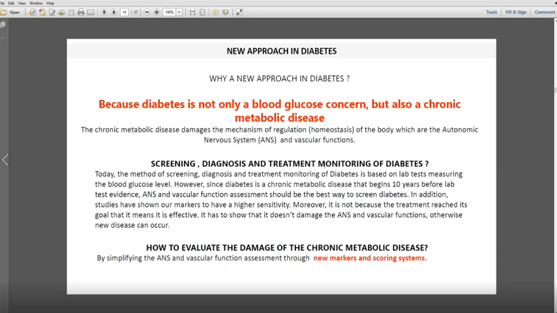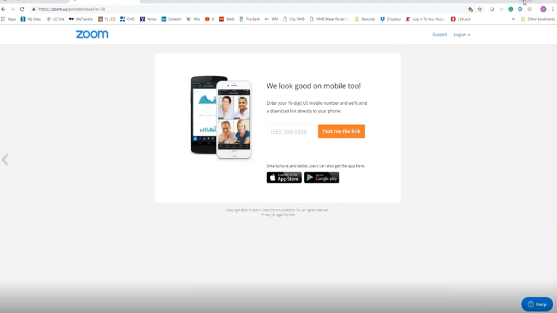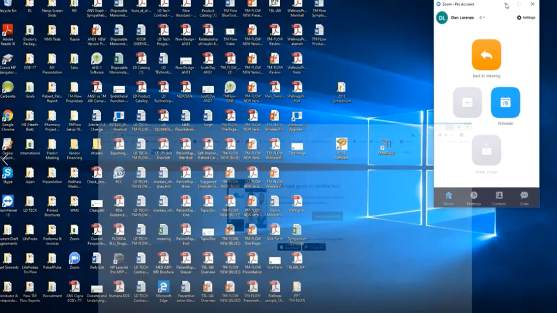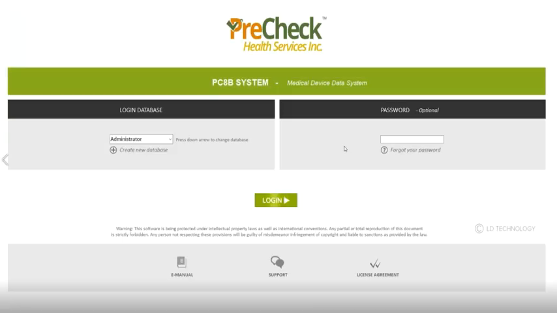So we have a new approach in diabetes, and we have some different technologies that enable us to provide all the markers that we have. So I'm going to actually move into the software, and then maybe toggle back to the technologies. So basically, PreCheck is an integrated platform that links those different technologies that I pointed out and synthesizes the technology into software.